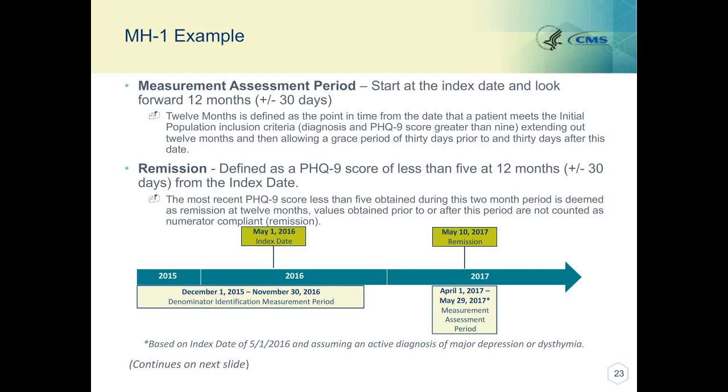So we have a May 1, 2016 index date, which falls within the denominator identification measurement period, and a case where we're showing a remission on May 10th, which would be our most recent PHQ-9 score less than 5. And this does fall within the measurement assessment period. We can use a PHQ-9 less than 5 on May 10 when our index date was May 1. Next slide, please.